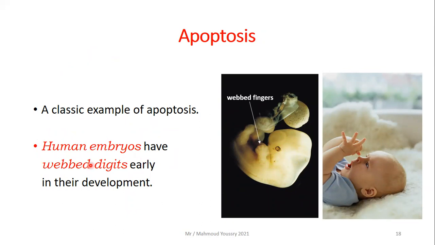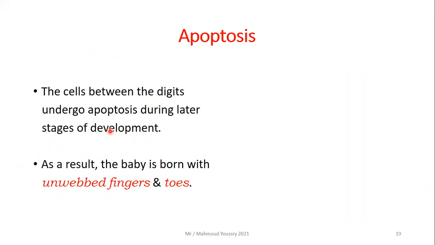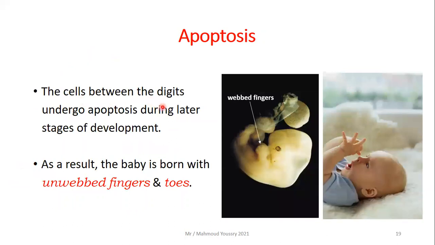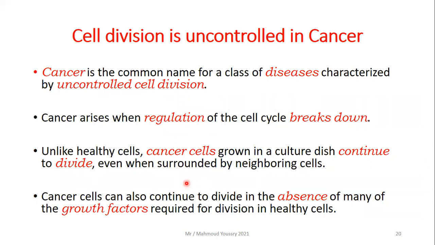So human embryos have webbed digits early in their development. Then the cells between the digits, the cells between the fingers, undergo apoptosis during the later stages of development. Then we have unwebbed fingers and toes. As a result, the baby is born, as you can see, as all of us, with unwebbed fingers and toes.